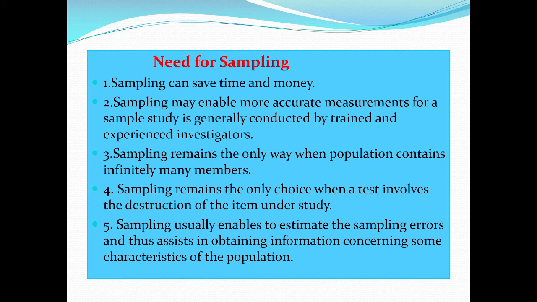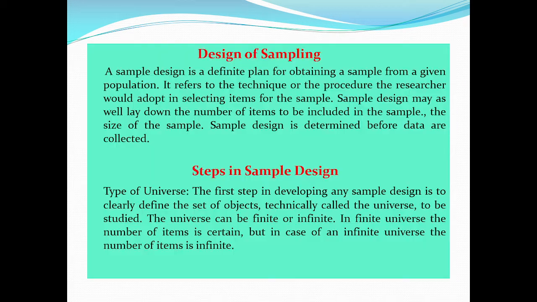So it is the only way when the population contains infinitely many members. Sampling remains the only choice when a test involves the destruction of the item under study. Sampling usually enables us to estimate the sampling errors and thus assists in obtaining information concerning some characteristics of the population.